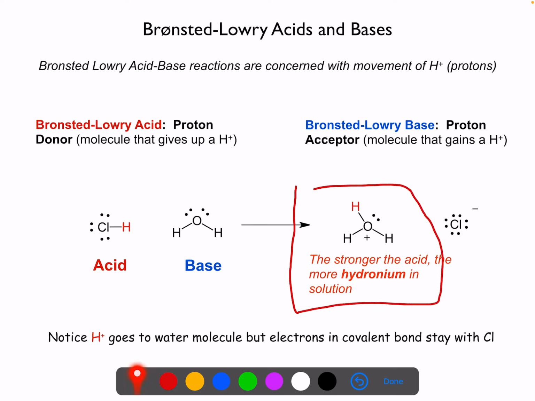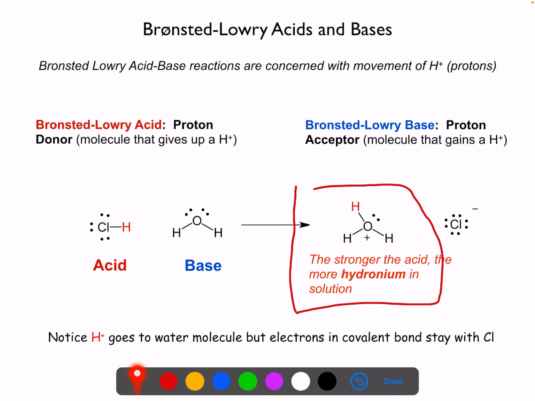And one of the things that's important to know is the more hydronium in solution, the more acidic that solution is. So when we talk about how acidic something is, it's really a measure of how much hydronium is in solution.